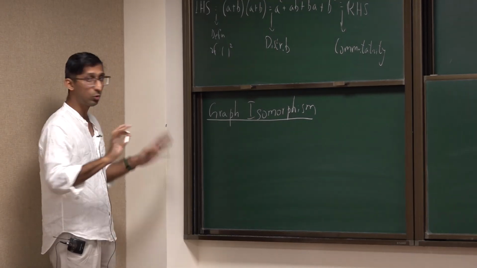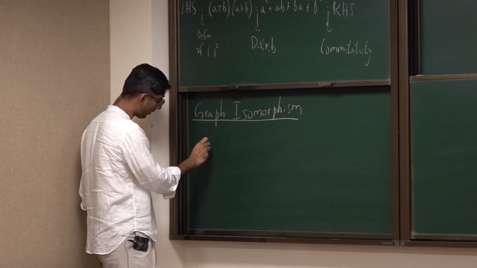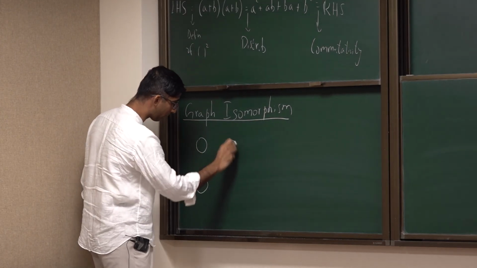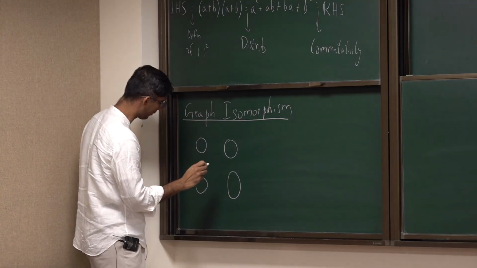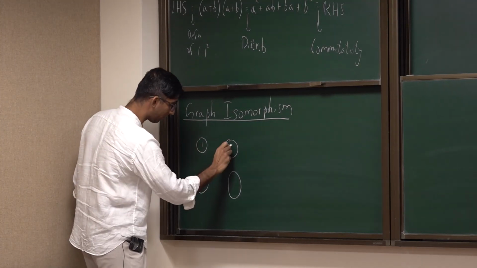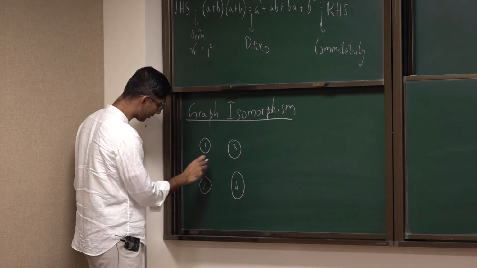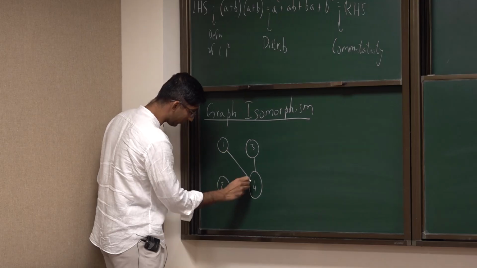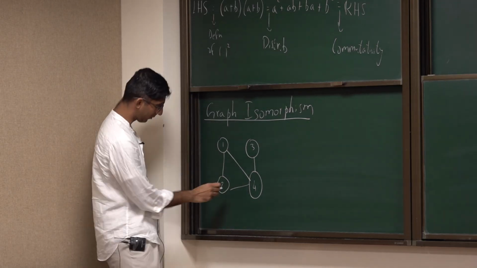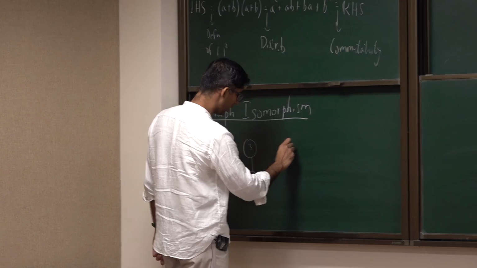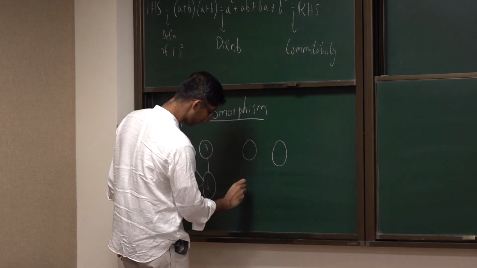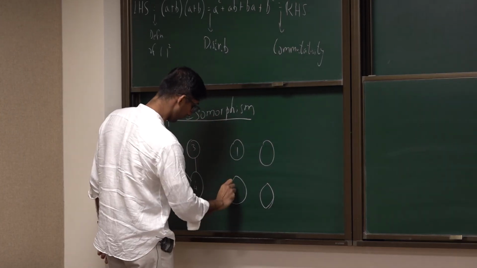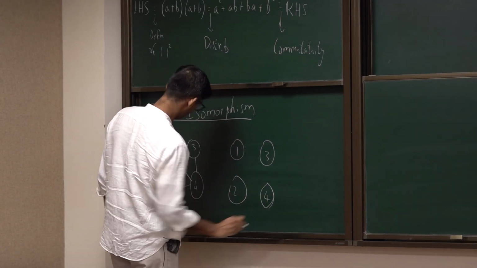I'm going to give you two graphs. Let's say, for example, I give you two graphs on 4 vertices, and I'm going to number them 1, 2, 3, 4. This is the first graph, and it's going to look like, let's say I have this edge, this edge, this edge, this edge. This is one of the graphs, and I give you another graph, which again has vertices 1, 2, 3, 4.